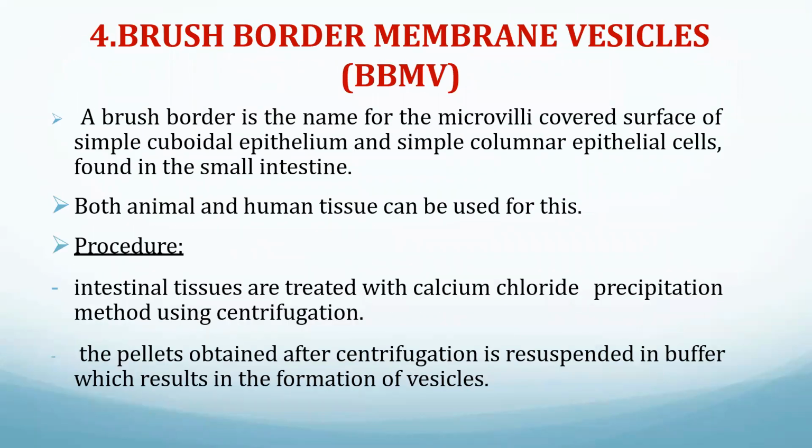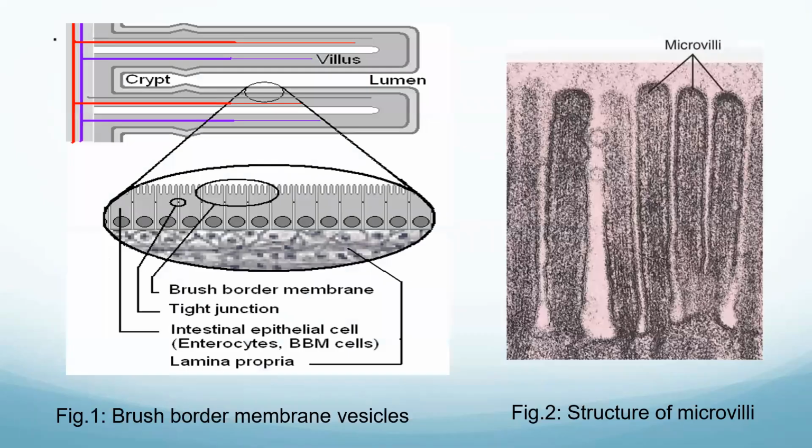Next, brush border membrane vesicles. Why the name brush border? Here in the figure, this is the structure of microvilli. Thousands of microvilli form the structure that we can call the brush border. See here, this is the brush border membrane.